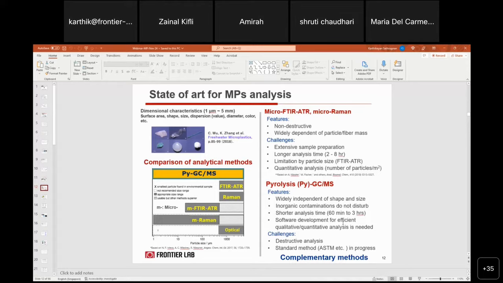Challenges, again, is that it is destructive analysis. One time you use up the sample, then you cannot try anything with the same sample. So you have to be very cautious handling the sample, so that you don't run out of the sample before you really get the data for your sample.